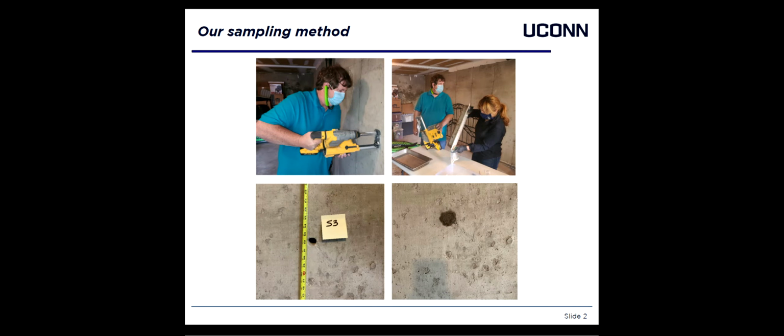We obtain concrete samples by using a 1-inch diameter vacuum drill. The sample is collected as powder in a container attached to the drill and transferred to a plastic bag for transport to the lab. The small hole that is left behind, as you see in the bottom left image here, is then filled with a rapid set concrete patching material, as seen on the bottom right.